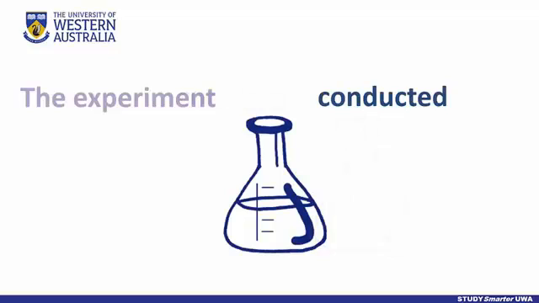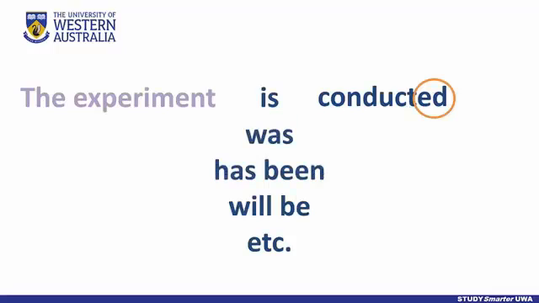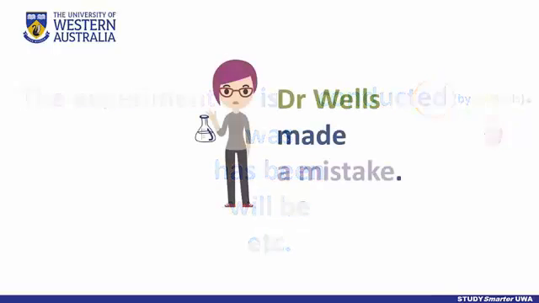First, change the word order so that the object is at the start of the sentence and the verb is at the end. Note that the verb takes its past participle form, which, in the case of most verbs, ends in -ed. Add a form of the verb to be. The original subject can be added to the end of the sentence, but it's no longer necessary.